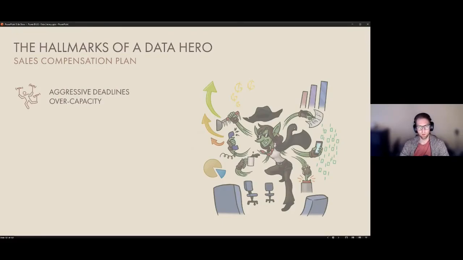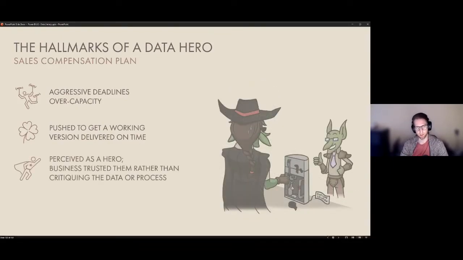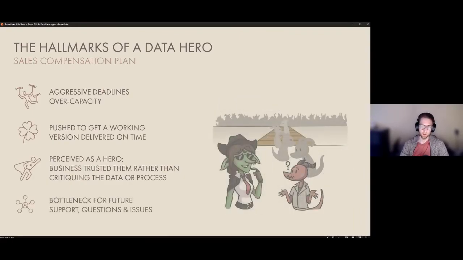The hallmarks of a data hero are quite typical. In this case, for Stonk, they were under aggressive deadlines, working over capacity, and really had to push to get a working version delivered on time. When they did deliver that version, they were perceived as a hero. The result is that business trusted them rather than critiquing or trying to understand the data or the process. This resulted in Stonk being a bottleneck for future support, questions, and issues. When the salespeople had questions about how their sales compensation plan worked and why they had the result that they did, no one could explain it in the project team except for Stonk.